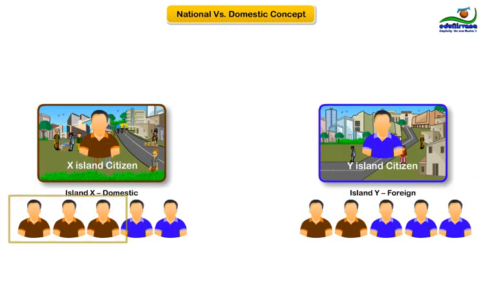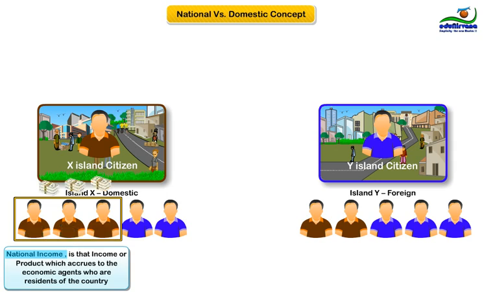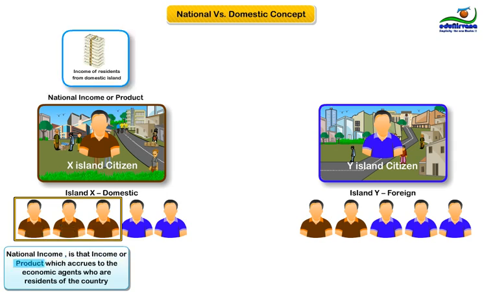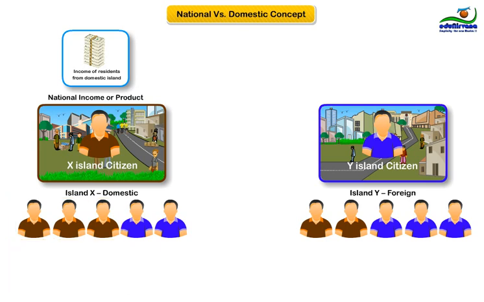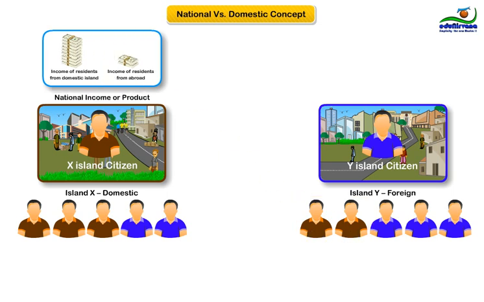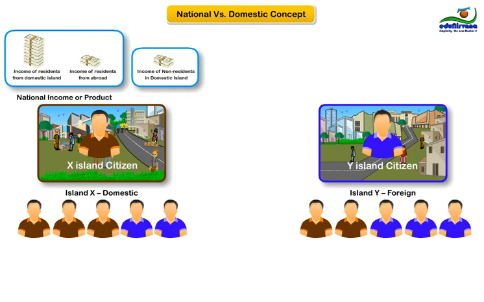National income or product is that income or product which accrues to the economic agents who are residents of the country. But some portion also accrues from the income arising due to the activities of the residents outside the country. Similarly, some of the products or income arising in the country may be due to the activities of the non-residents. The difference between these two flows is referred to as net factor income from abroad.